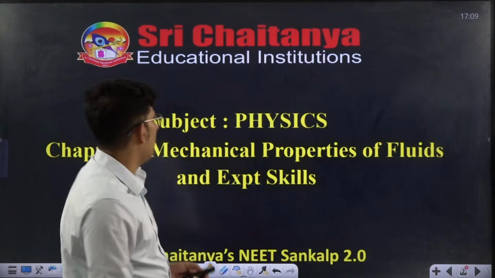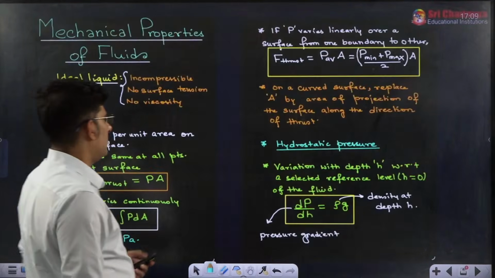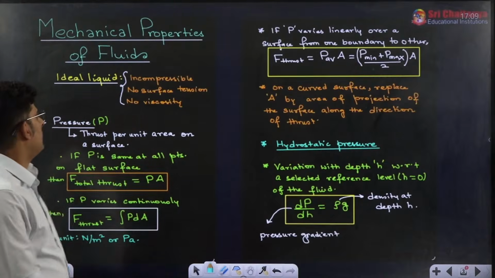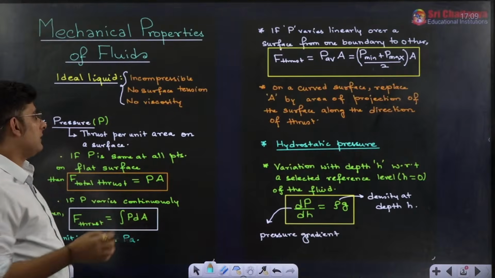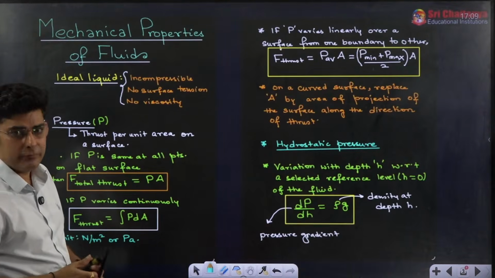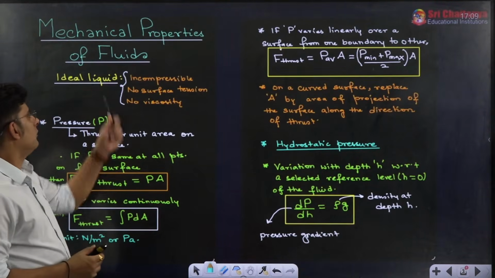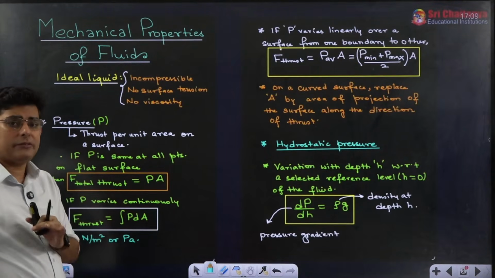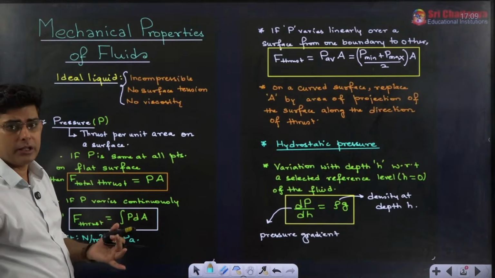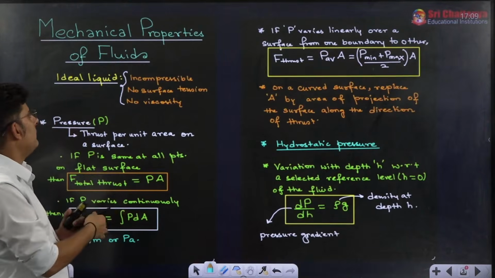Okay, so let's start. In mechanical properties of fluids, first of all, we should know that a fluid is anything that can flow. Now in this particular chapter we will be dealing with ideal fluids or ideal liquid first of all. So mainly we will be focusing on liquids. For gases we have dedicated chapters like kinetic theory, thermodynamics and all. Here we will be focusing on liquids.